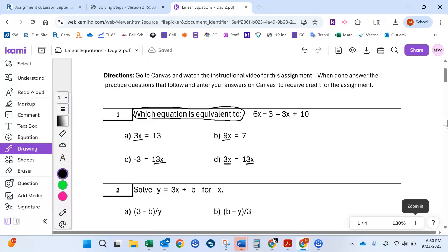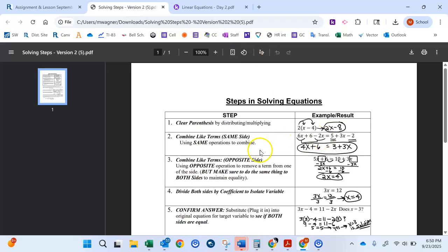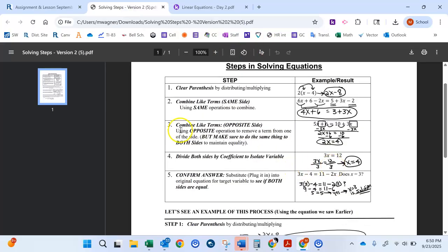So what looks like they maybe did is they combined like terms, sorry, like terms. Now, I'm going to combine the 6x and the 3x, but remember they're on opposite sides. So if we go to our solving steps and we combine like terms on the opposite side, that would be step number 3. We have to use the opposite operation to remove a term from one of the sides.